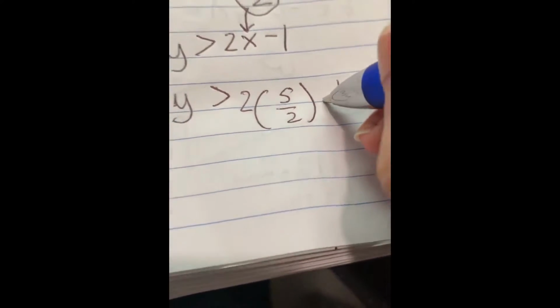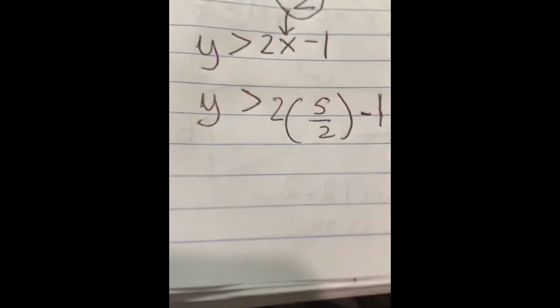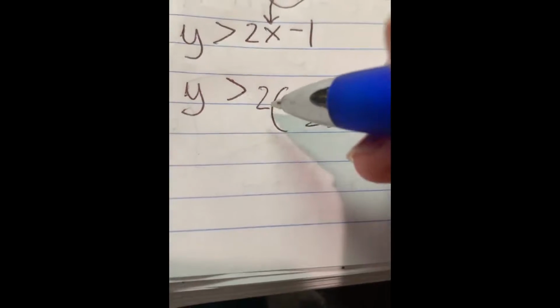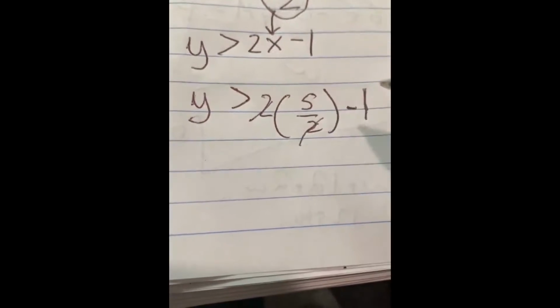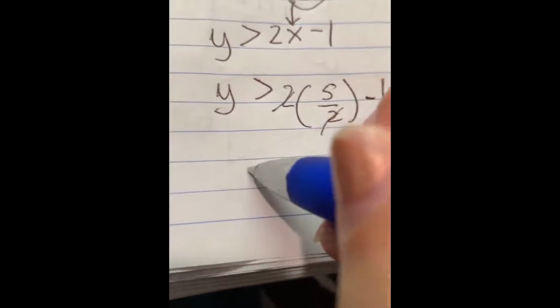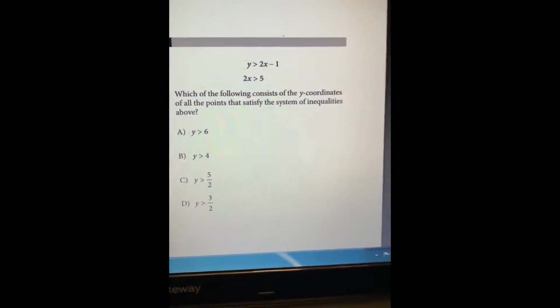And also the thing about the SAT with no calculator, since they know you don't have a calculator, if you find that problems are getting canceled out nicely, like this one here, then you know you're probably doing it right. So to keep going, y is greater than 5 minus 1, y is greater than 4, and that is your final answer, B.